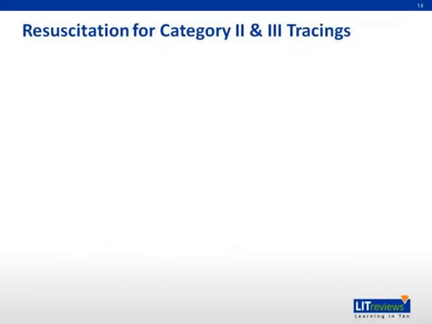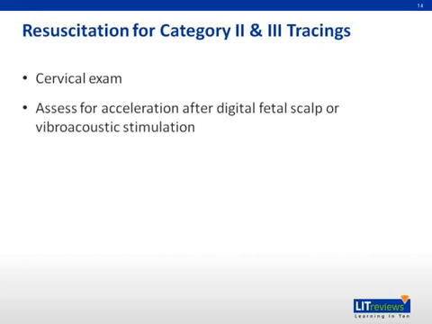Now I'd like to review the resuscitation for Category 2 and 3 tracings. First, a cervical examination can be used to evaluate for rapid cervical dilation, umbilical cord prolapse, or descent of the fetal head. Next, you can assess for an acceleration after fetal scalp or vibroacoustic stimulation. Vibroacoustic stimulation is the application of a vibratory stimulus to the maternal abdomen in an attempt to induce a fetal heart rate acceleration. Next, you should discontinue labor stimulation.